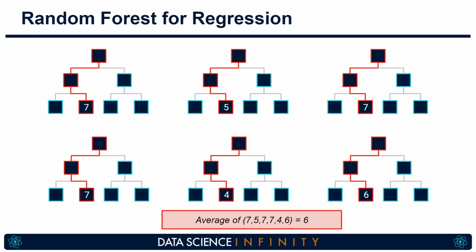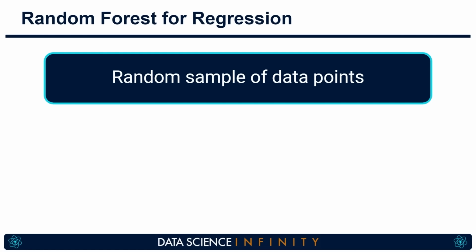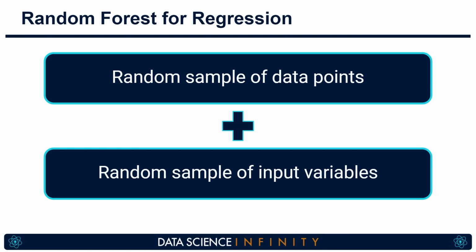So let me very quickly mention what is random about each of the decision trees. Firstly, each decision tree is built using a random sample of our data. And each time a split decision needs to be made in the decision tree, it is only offered a random sample of the input variables to choose from.